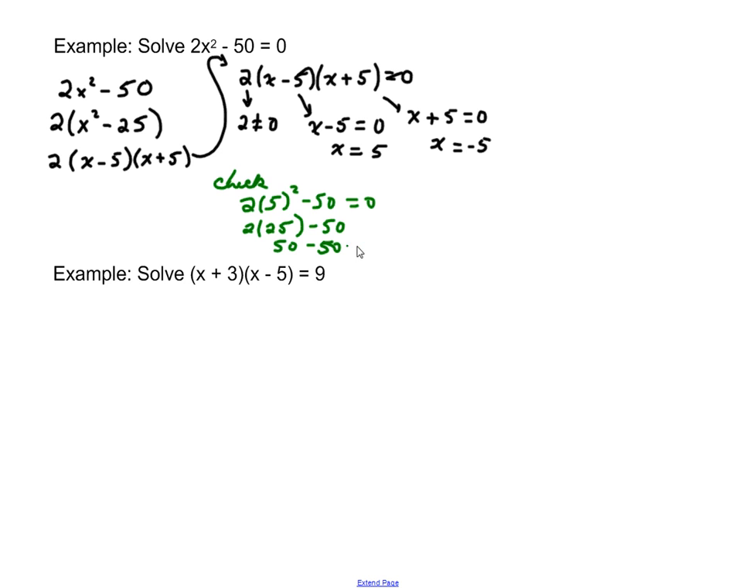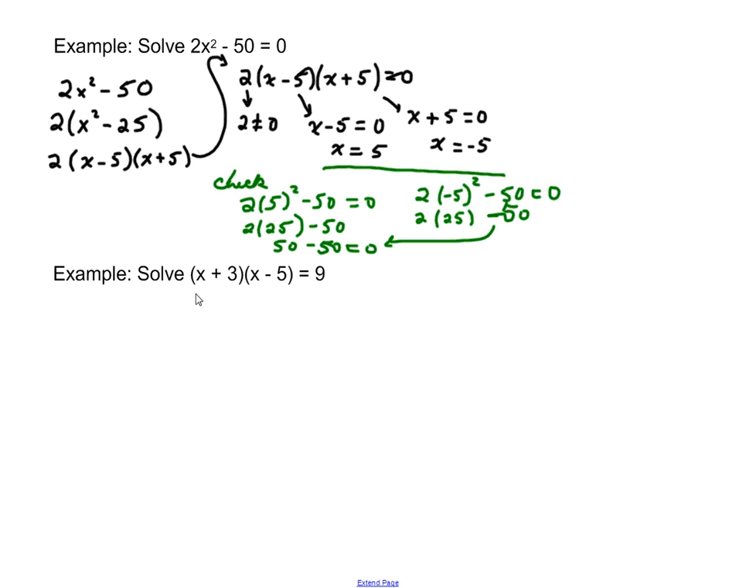And so does negative 5, because 2 times negative 5 squared, we know that anytime we take a negative number and square it, we're going to get a positive number. Negative 5 squared is equal to positive 25, so it's 2 times 25 minus 50 once again, and we recognize that's the same thing. So yes, both of these work, and that's our solution set.